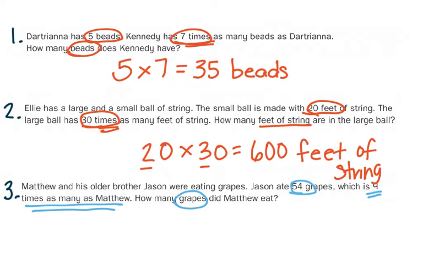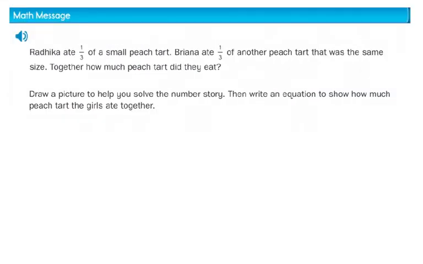So what we're trying to figure out is some number times 9 gives me 54. So what number times 9 gives me 54, or what is 54 divided by 9? It is 6 grapes. So one was very hungry and one was not very hungry. Go ahead and erase your whiteboard.